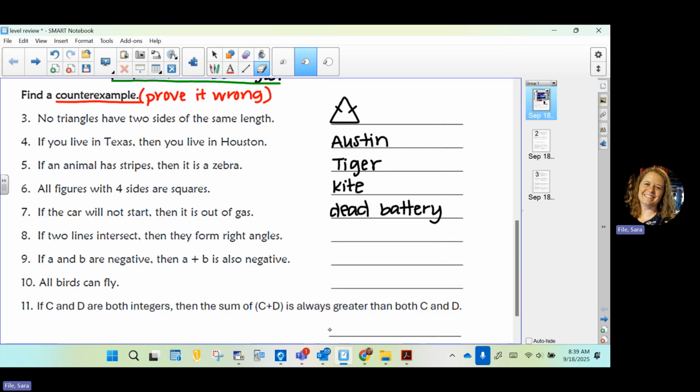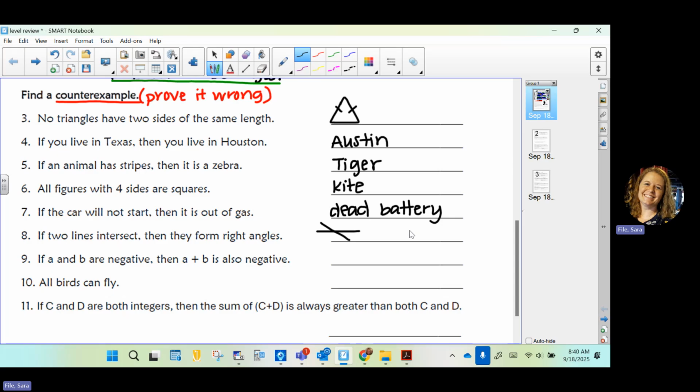Okay, if 2 lines intersect, then they form right angles. So again, you can use words, or you can draw pictures. Counterexamples can be pictures. So draw an intersection of 2 lines that's not at a 90-degree angle. That's obviously not a 90-degree angle here, right? So that's a counterexample. 2 lines intersect, they form a right angle. No, they don't always. So here's an example of that.